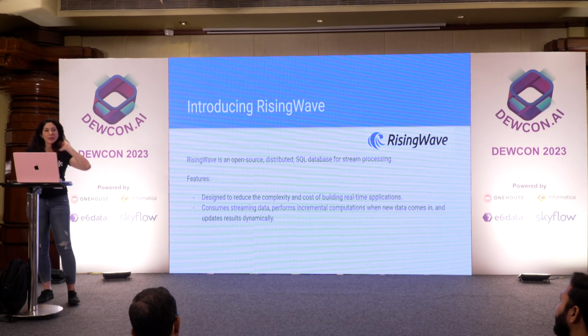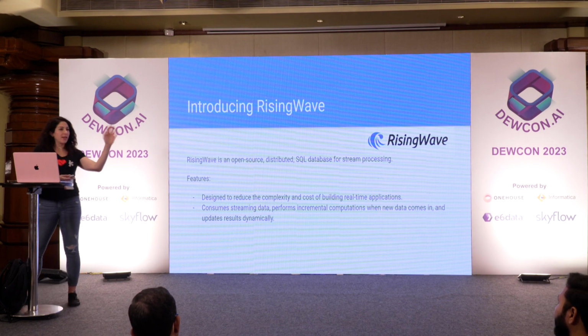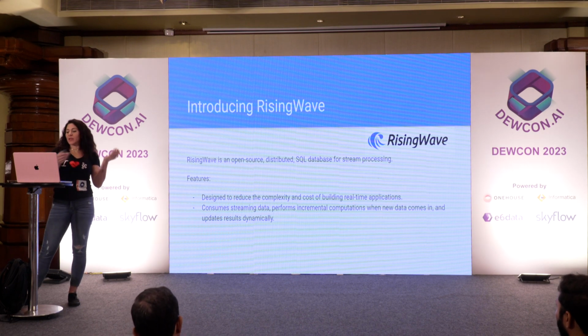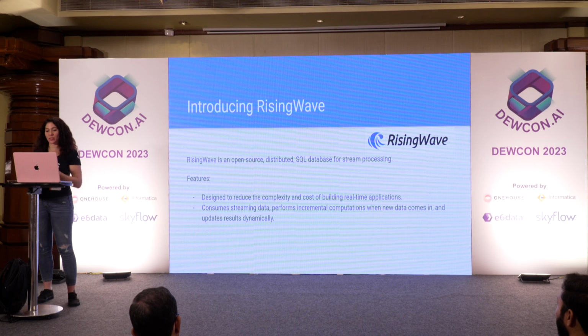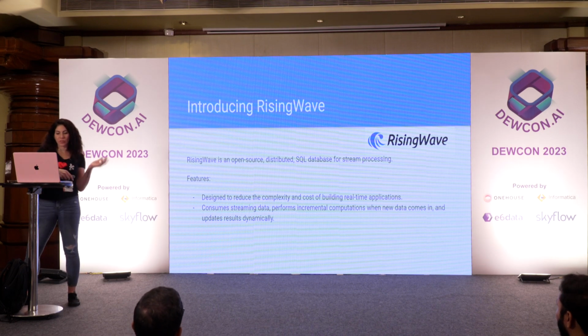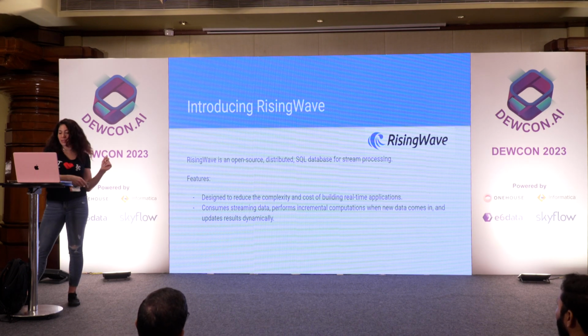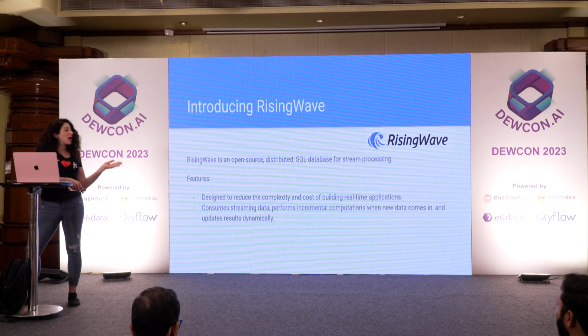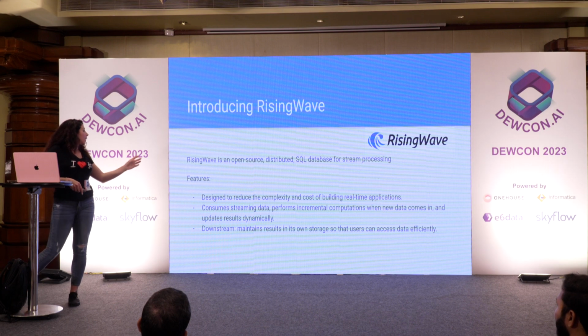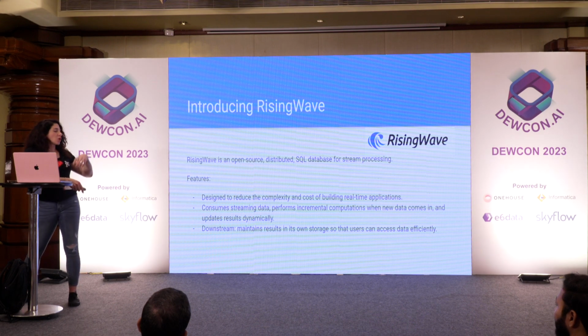It consumes streaming data from any kind of streaming source, like Kafka, Pulsar, Kinesis. And then you can perform incremental computation. So when new data comes in, it updates results dynamically. That's where we're talking about the stream processing side of things. And it is also a database, so you have the downstream capabilities, where it maintains the results on its own storage, so users can access the data pretty quickly after they store it.